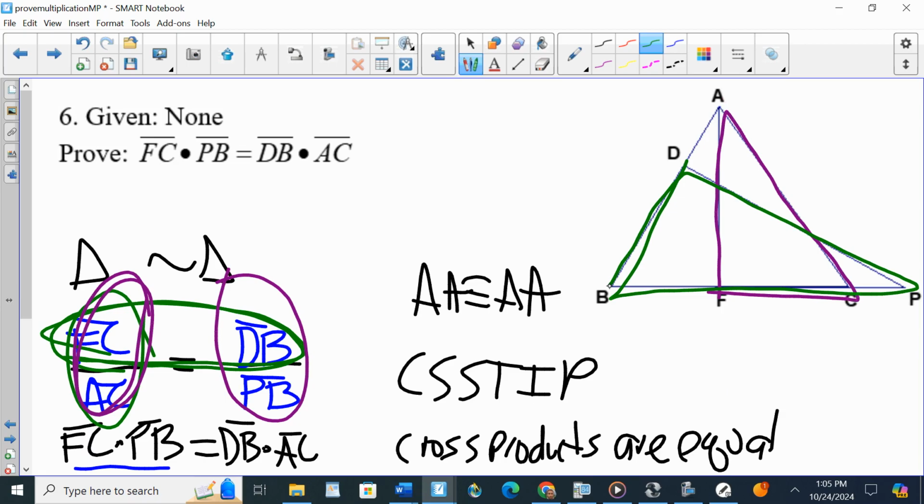So again, it doesn't matter how I name the first one, but the second one must correspond. So I'm going to go FCA. So what corresponds to F? Well, F is the right angle looking one, so I would say D corresponds. FC was the short side, so the short side here would be D to B.